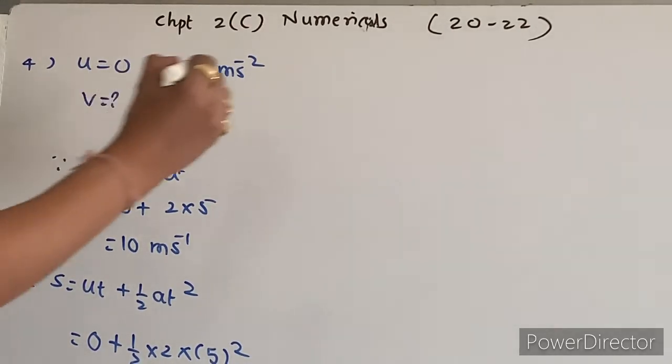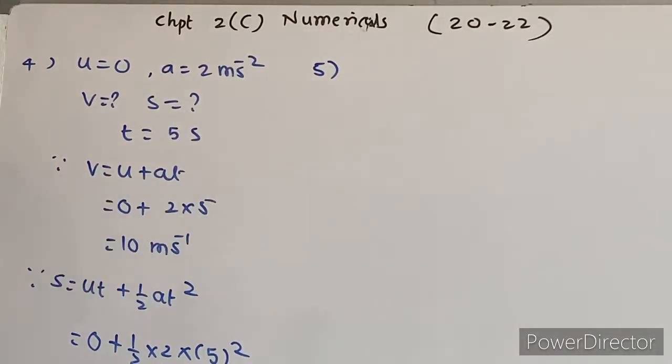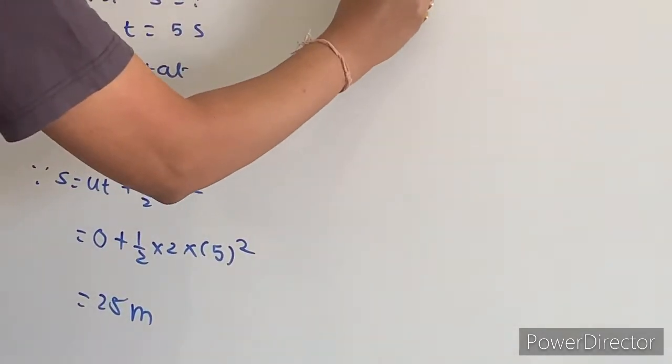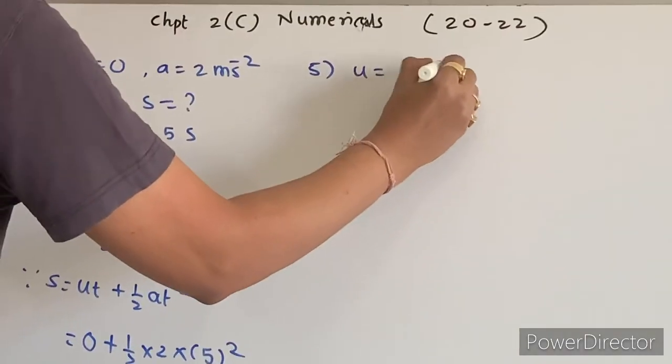Check the fifth question. In the fifth, a bullet is initially moving with a velocity, that is u is given as 20 meter per second.